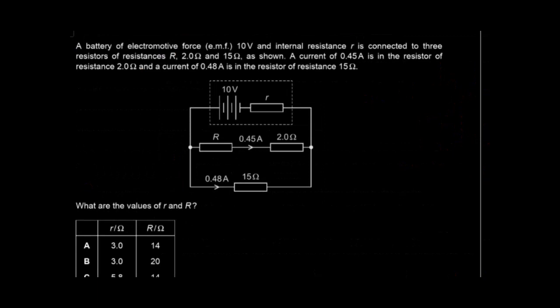A battery of electromotive force 10 volt and internal resistance R is connected to three resistors R, 2 ohm and 15 ohm as shown. The current of 0.45 ampere is in the resistor of resistance 2 ohm, and a current of 0.48 ampere is in the resistor of resistance 15 ohm. So let's say this point is A and this point is B.